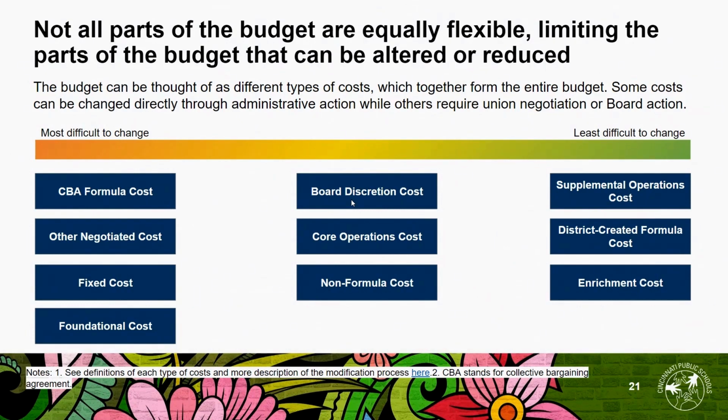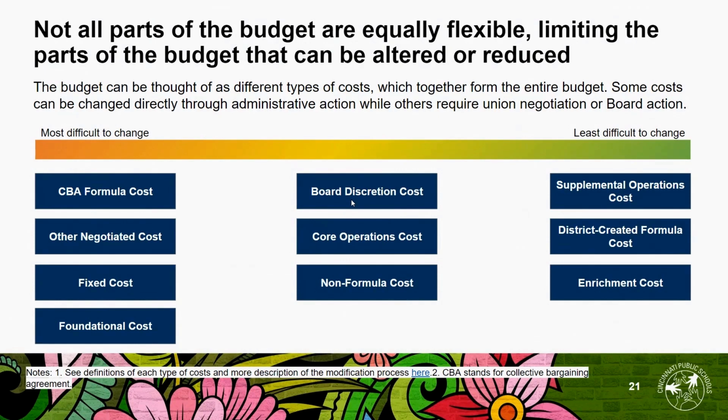As a reminder, CBA stands for collective bargaining agreement. That represents what we've negotiated across all of our union groups. And there are specific formulas in some of those agreements for how many staff we provide to classrooms and schools, either based on class size or size of building, enrollment, something like that.